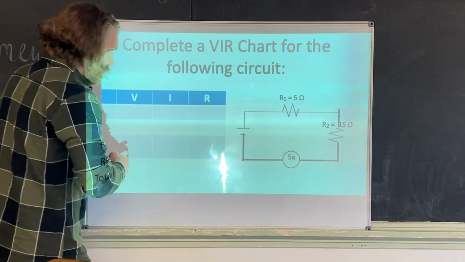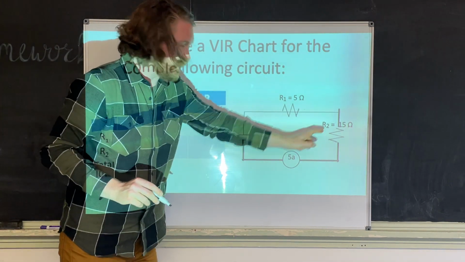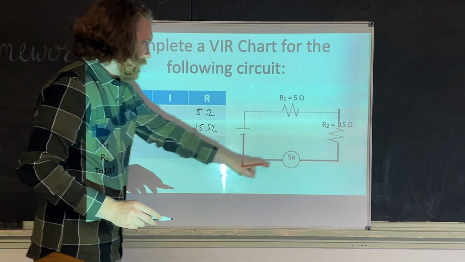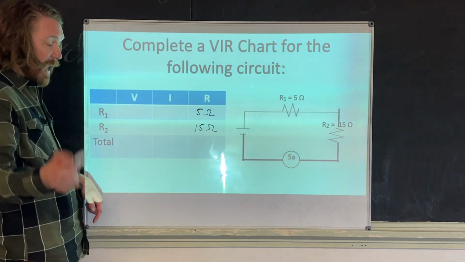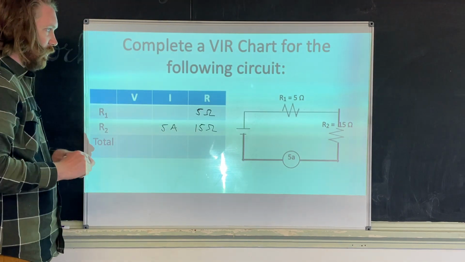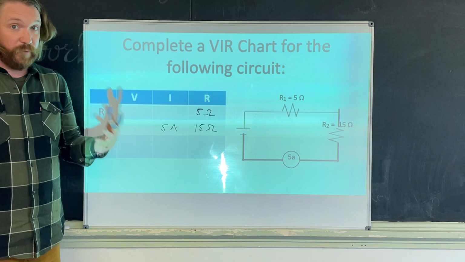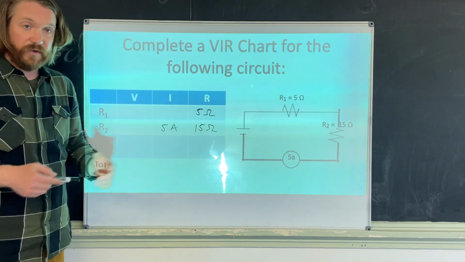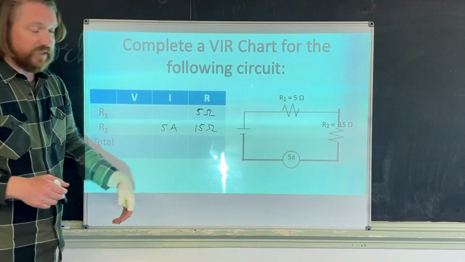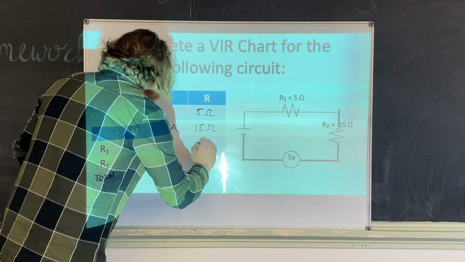I know that my first resistor is 5 ohms. I know that my second resistor is 15 ohms. And I know that my current coming out of my second resistor is 5 amps. All right, these are the only 3 numbers we get, but we can do a lot with it, right? First things first, we know that you add up the resistances in a series circuit. 5 plus 15 is 20.